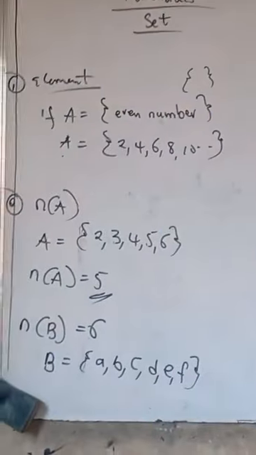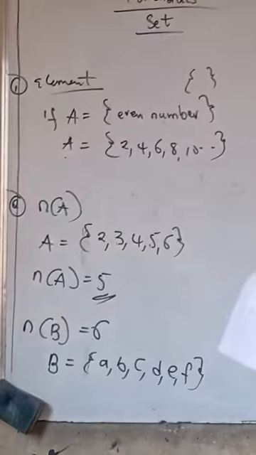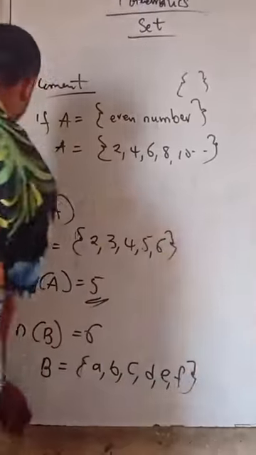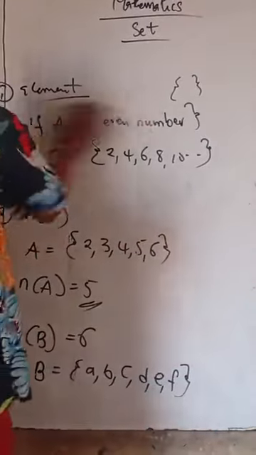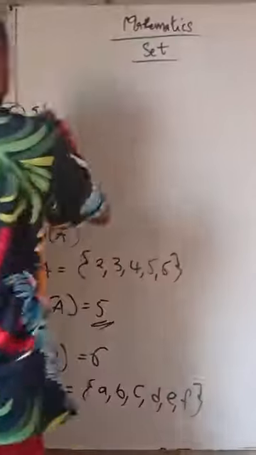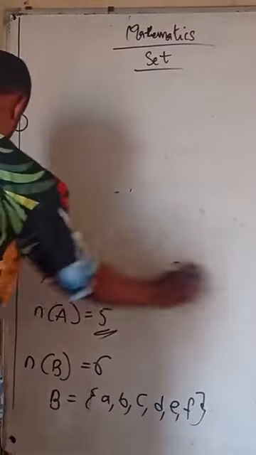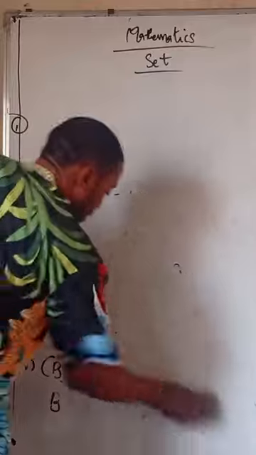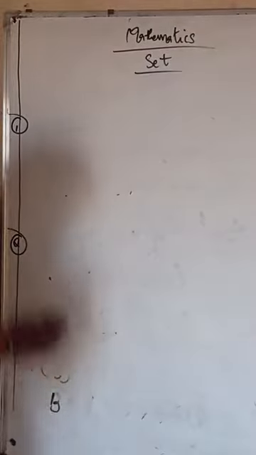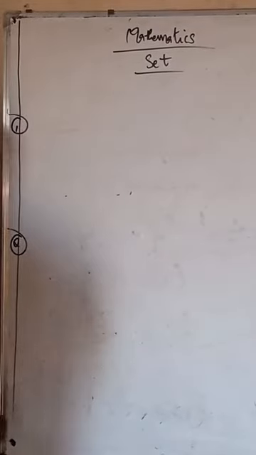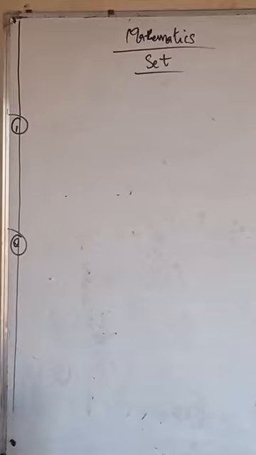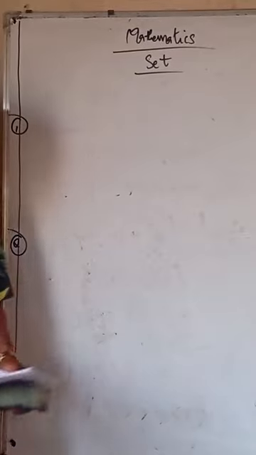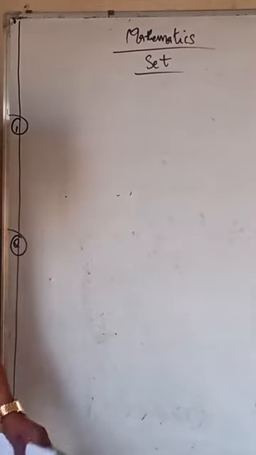Now the next one, we have equal set. When you come across equal set, what is equal set? Two sets are equal if they contain the same element. We said that two sets are equal if they contain the same element.